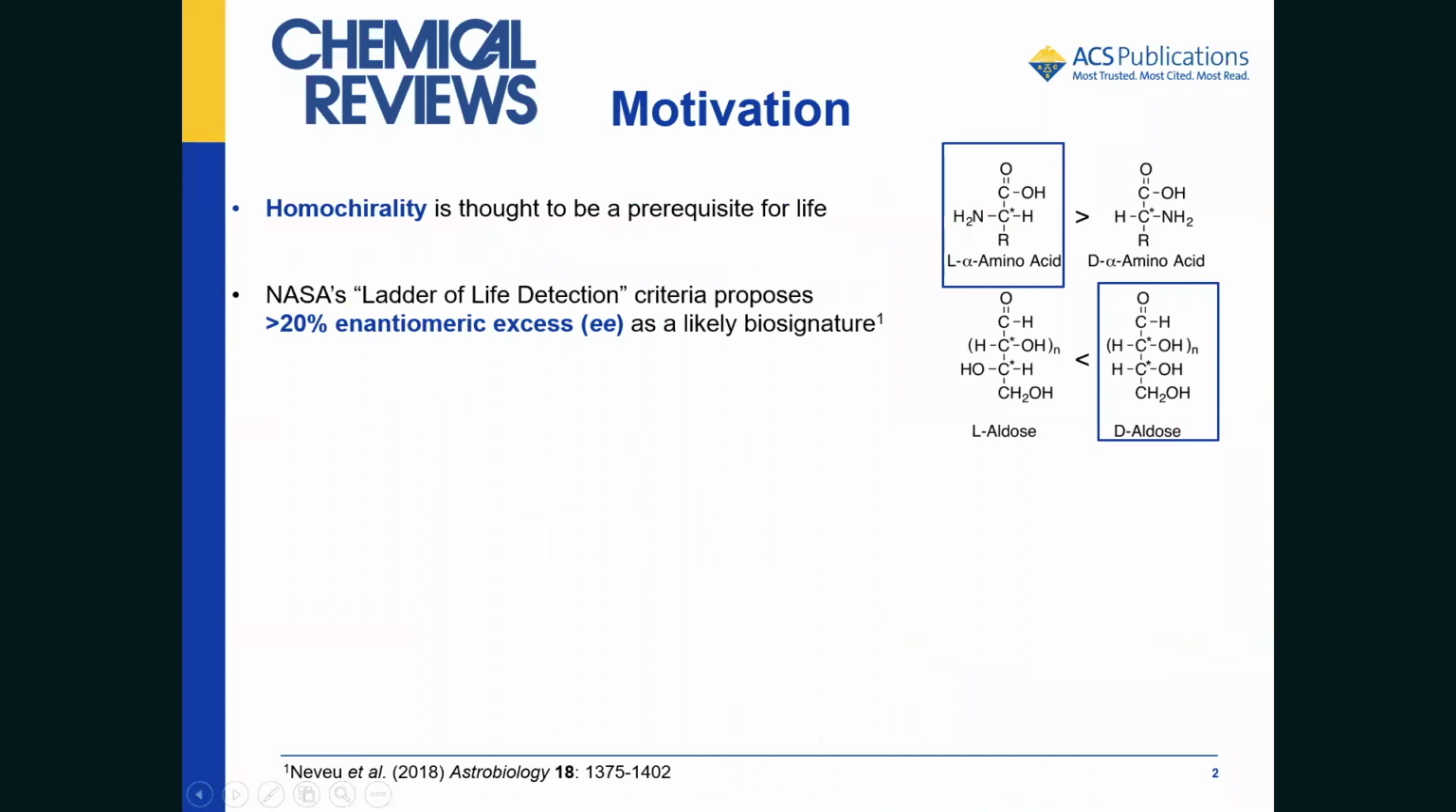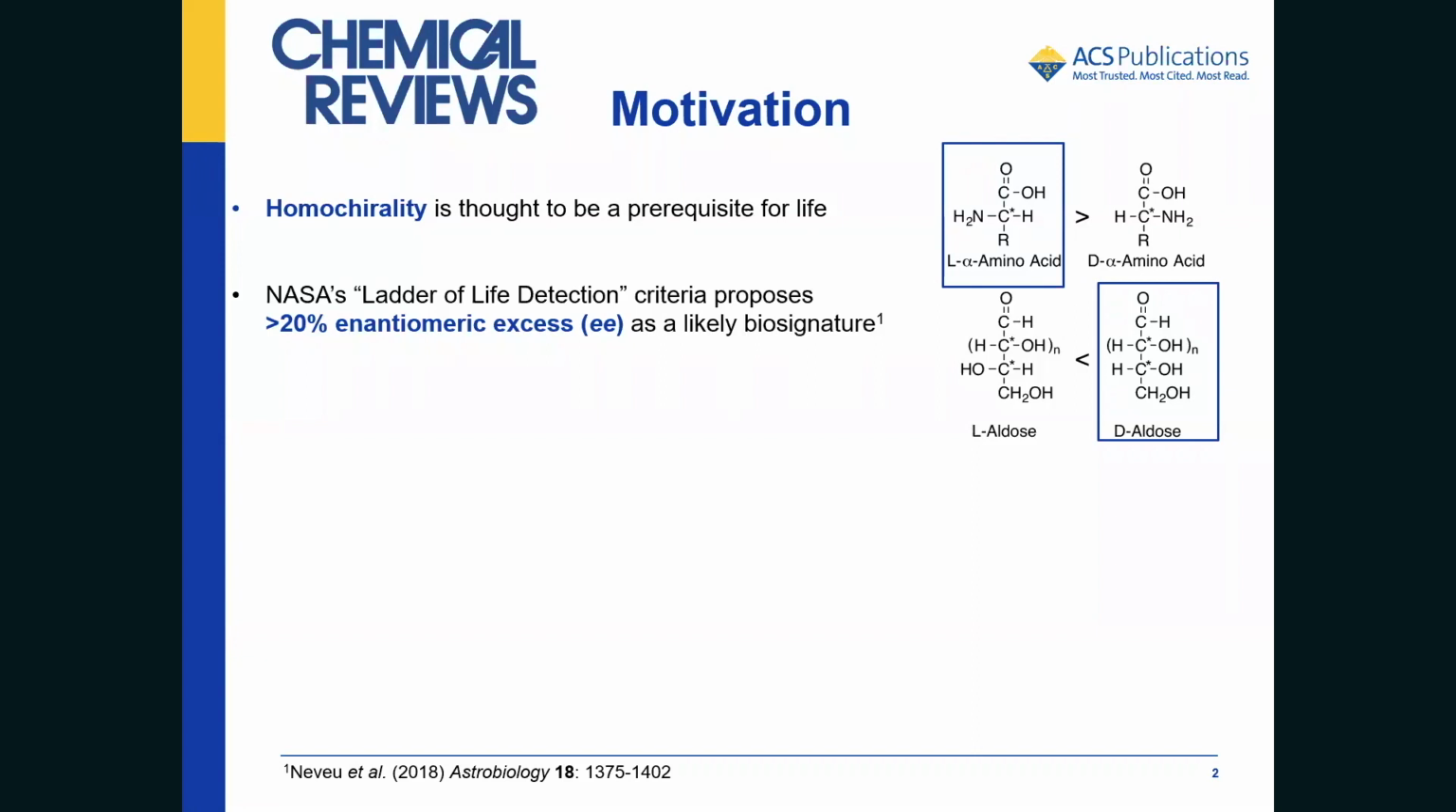Okay, there we go. So just quickly, motivation for this research. Any search for evidence of life in our solar system will certainly include some of the characteristic features of life as we know it. Homochirality is one of those, and that is the strong preference for L amino acids in proteins and enzymes and D sugars in the nucleic acids. There's a recent publication in Astrobiology, 2018, that brought forward NASA's ladder of life detection with a summary of several biosignatures, not just chirality. One thing that caught my eye was the criteria that greater than 20% enantiomeric excesses of amino acids would be a likely biosignature, provided that you could rule out the usual instrument contamination sources and that kind of thing.